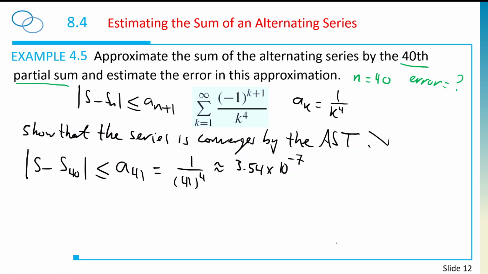So we can easily say that the approximation should be plus or minus 3.54 times 10 to the power of negative 7. Okay, so this is what it's off by.